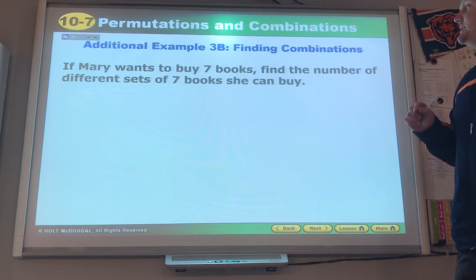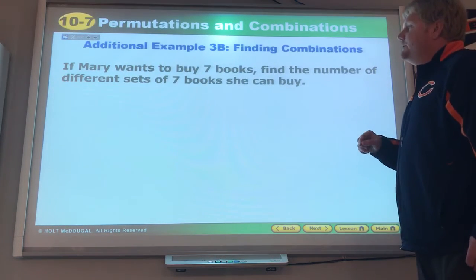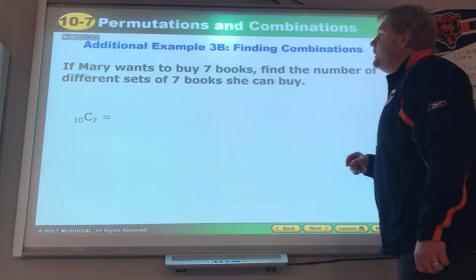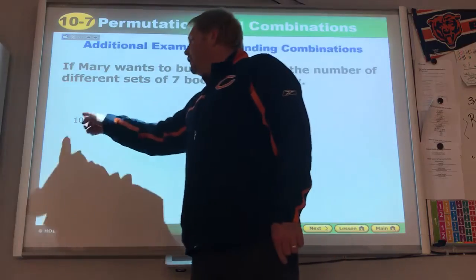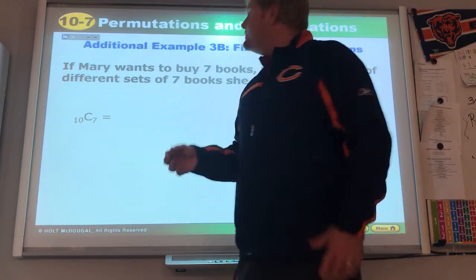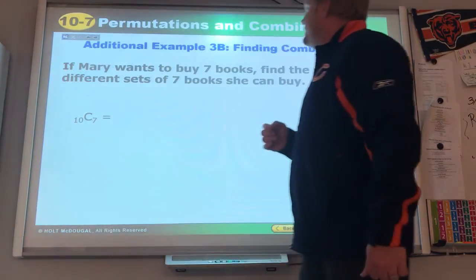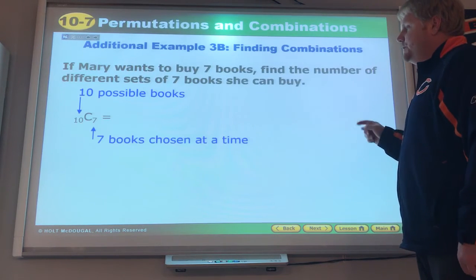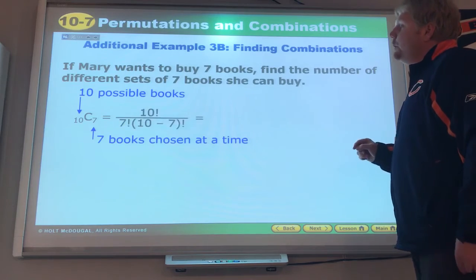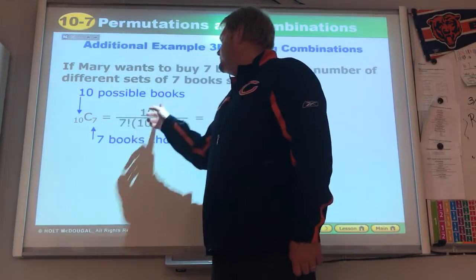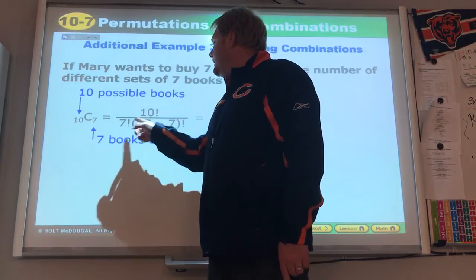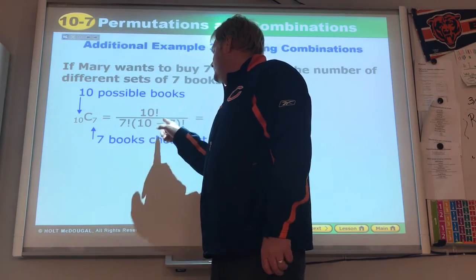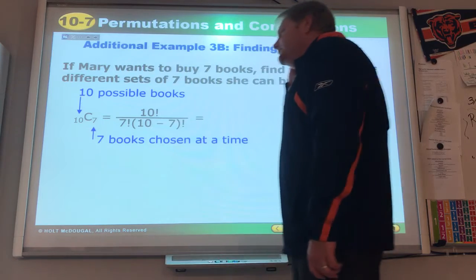If Mary wants to buy 7 books, find the number of different sets of 7 books she can buy. Okay? There are 10 book choices that the club offers. There are 7 different books you can buy at a time. So possible books, books chosen at a time. Remember that possible books, 10 factorial. Then, at a time, 7 factorial. Then 10 minus 7 factorial.